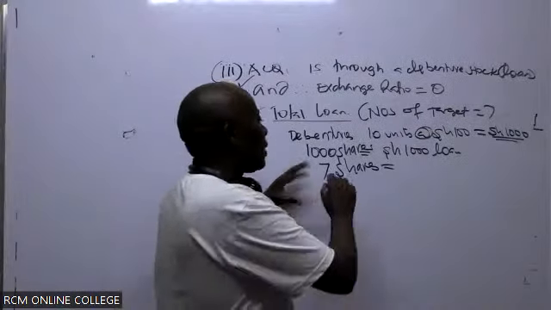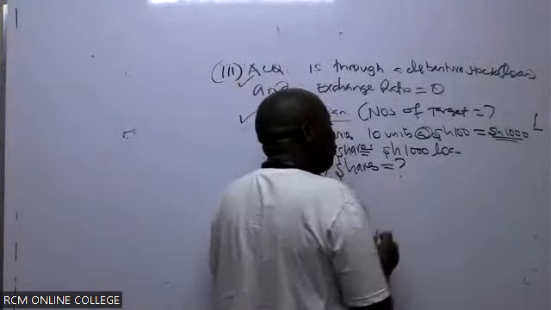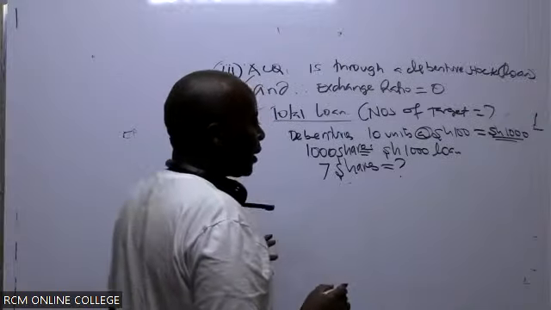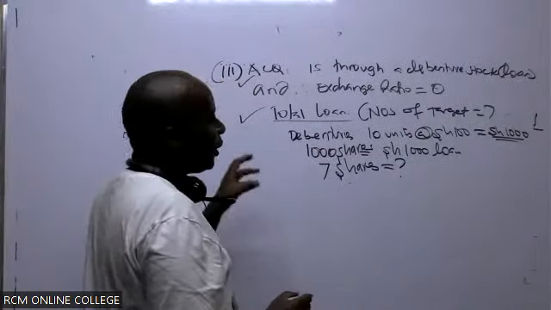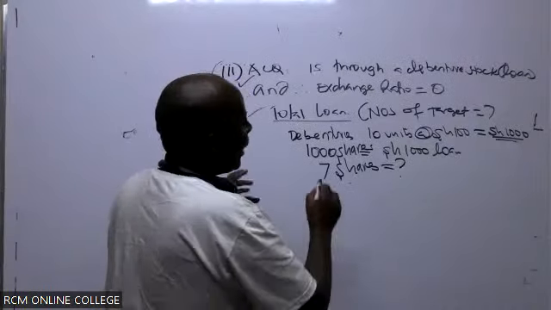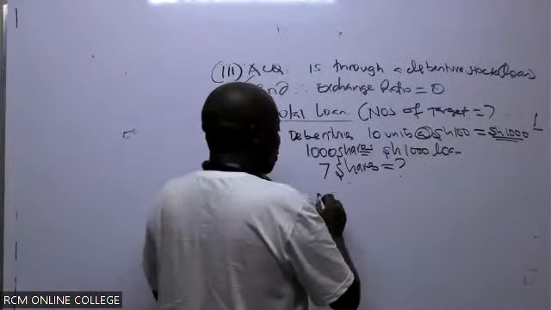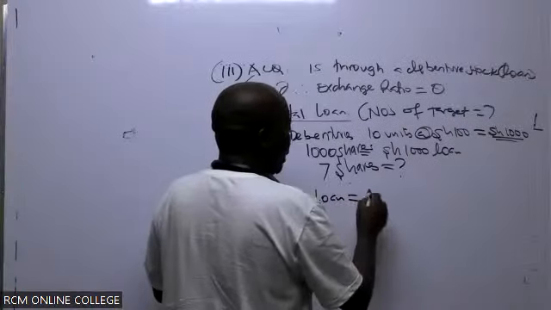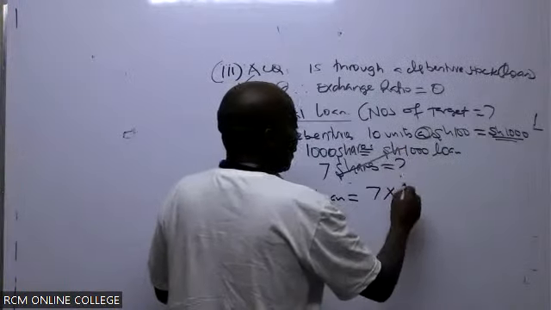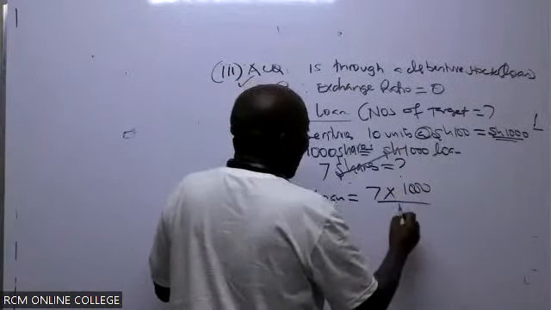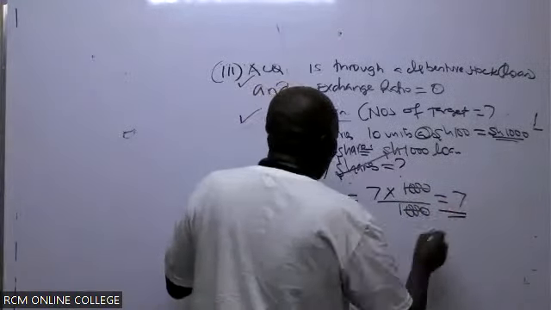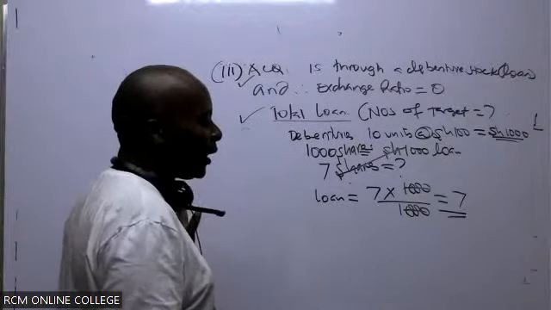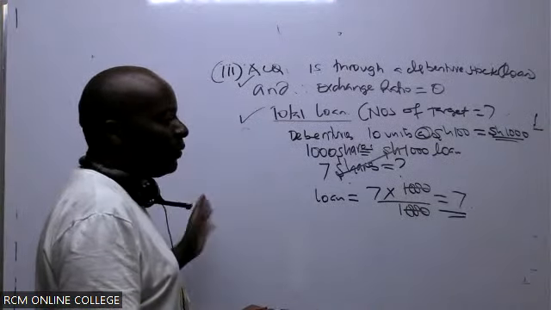So for 7 shares, what amount of loan are we going to give these guys? If every 1,000 shares we're giving them shillings 1,000, what about 7 shares? Go ahead and cross multiply. Our loan to be given will be 7 times 1,000 divided by 1,000, which gives a loan of just 7 bob. Leave it like that.